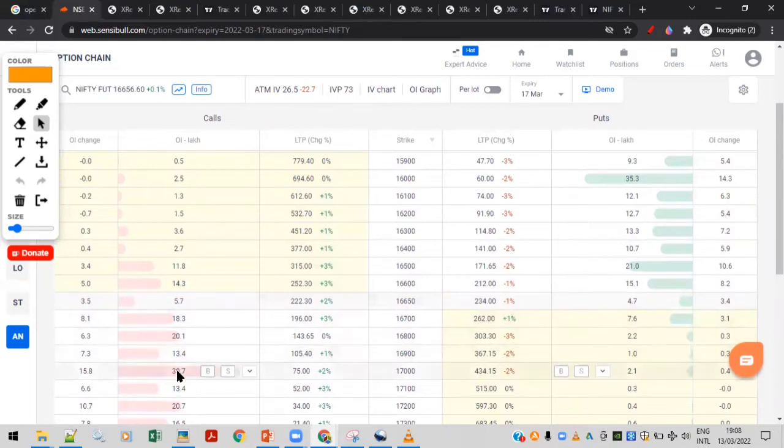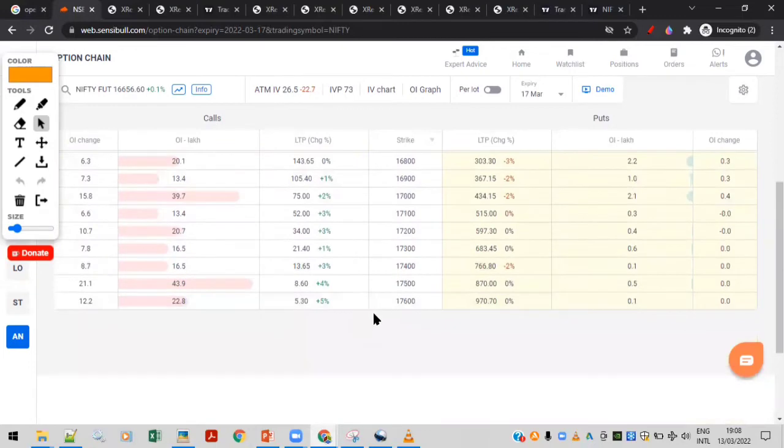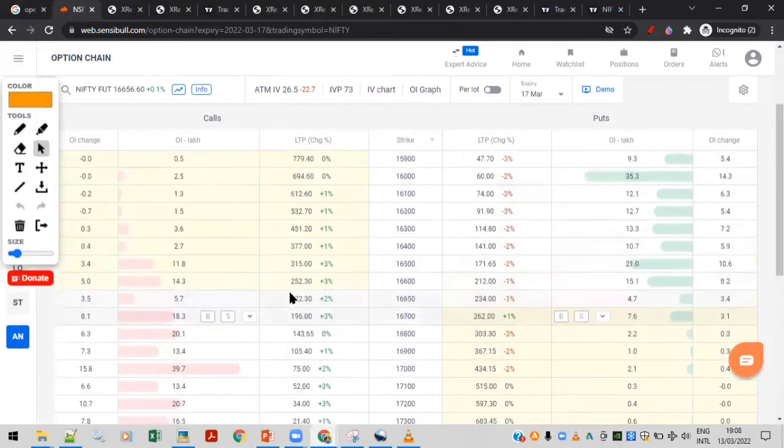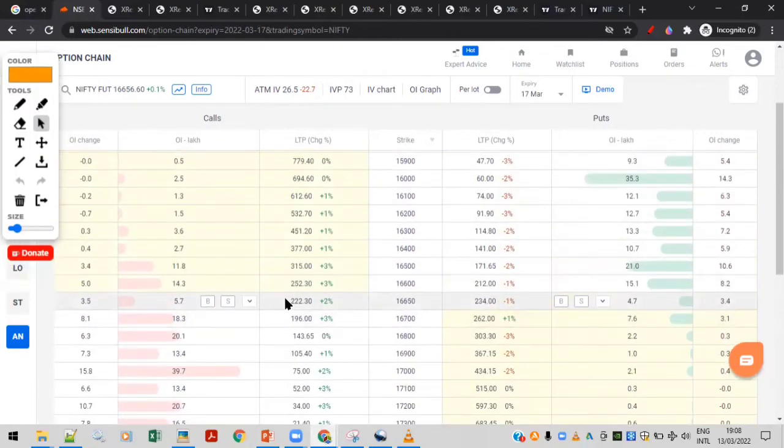So I'm going to consider 17,000 and 16,000 as a band for this expiry. 17,500 is too much, so I'm not going to consider that. But yeah, that is also possible considering high volatility. If it can fall on the downside, it can go on the upside as well at the same pace.